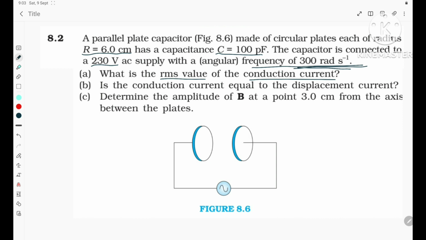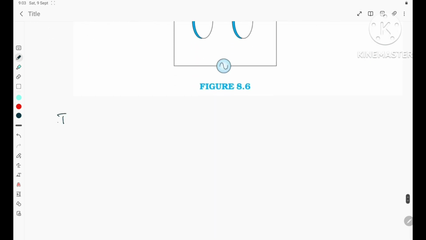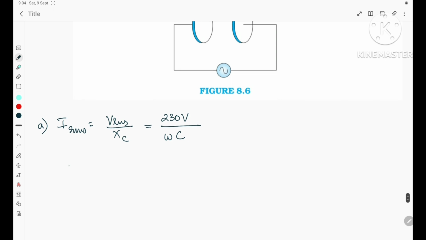In the input data, what is given? This 230 volt, okay, whenever nothing is mentioned, it means that it is the RMS value. And this is angular frequency, and you can see also the unit is radian per second, so this has to be omega. So they are asking what is RMS value of the conduction current. So what is IRMS? IRMS is equal to VRMS divided by XC, that is the capacitive reactance. VRMS is 230 volt, that is what is given. And XC is equal to 1 by omega into C, isn't it? So what is omega?